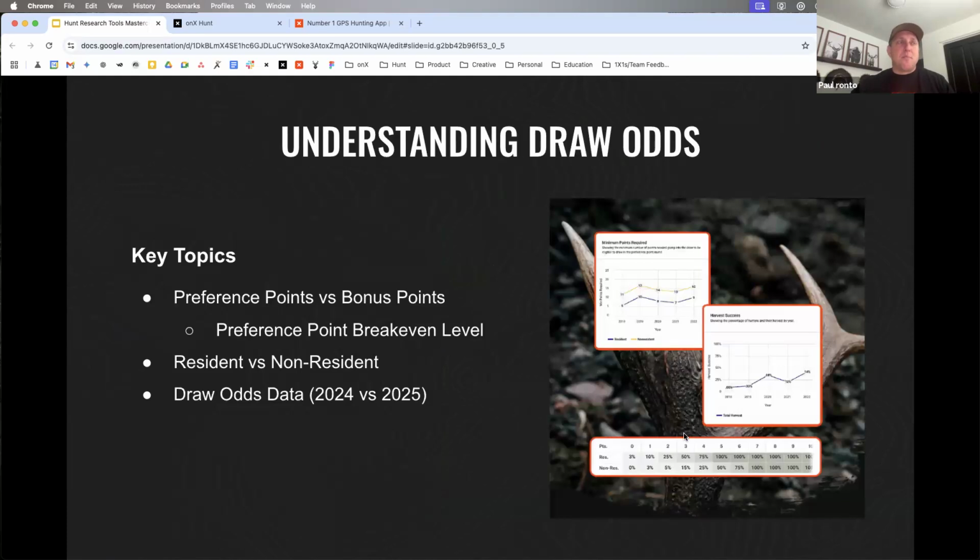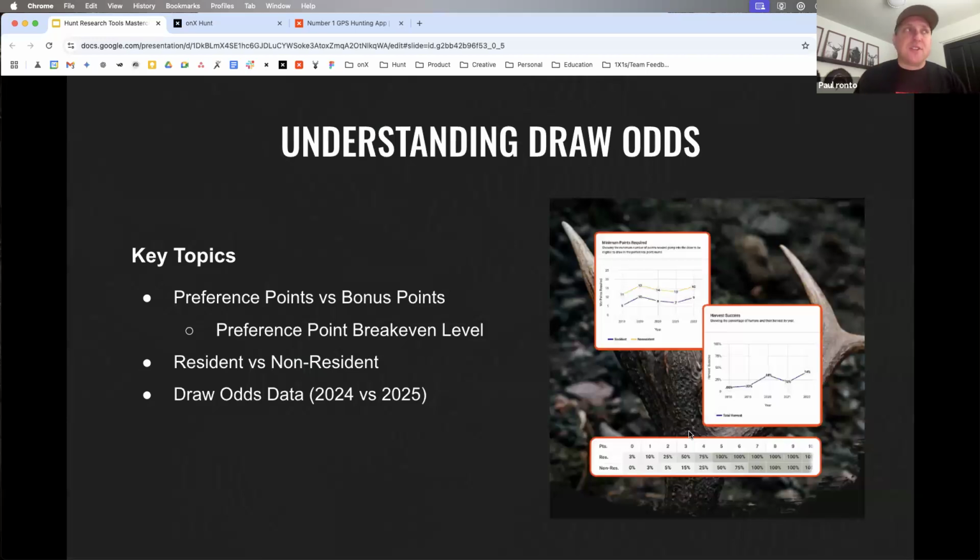Some of the other things to understand are preference points versus bonus points and how those systems work differently. Every state has a different system. Some states have multiple systems. I'm from Colorado, so I use this as an example a lot, but we have a preference point system for elk, deer, antelope, bear, turkey. But we have a weighted preference point system, which is totally different, almost acting like a bonus point system in a sense for moose, sheep, and goat. And so understanding those differences is really important.